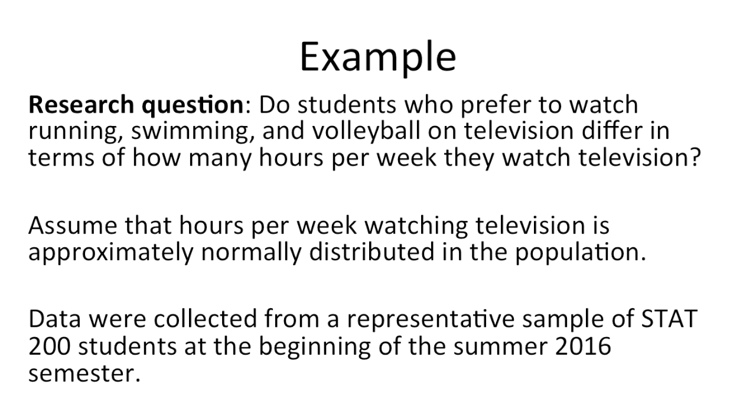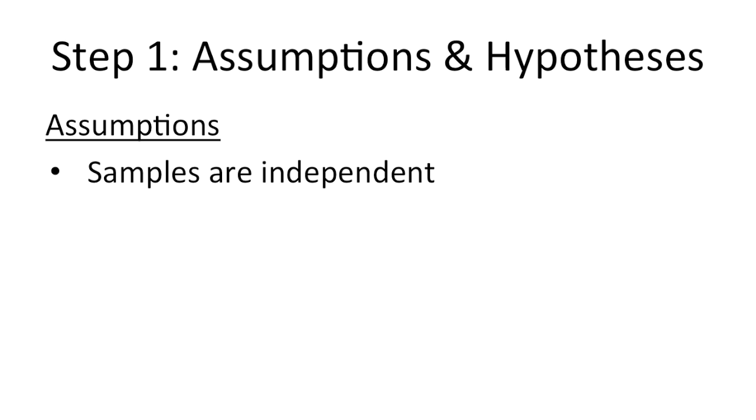So let's start going through the 5-step hypothesis testing procedure. Step 1, our assumptions are that the samples are independent. In this case, they are. There were different students who said that they preferred each of the 3 different sports.